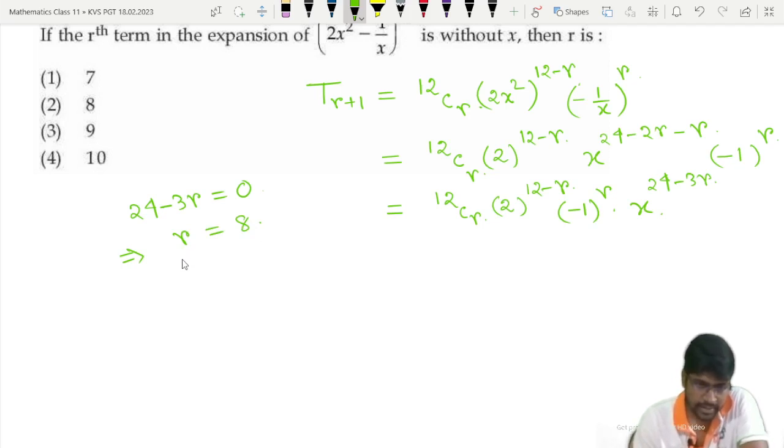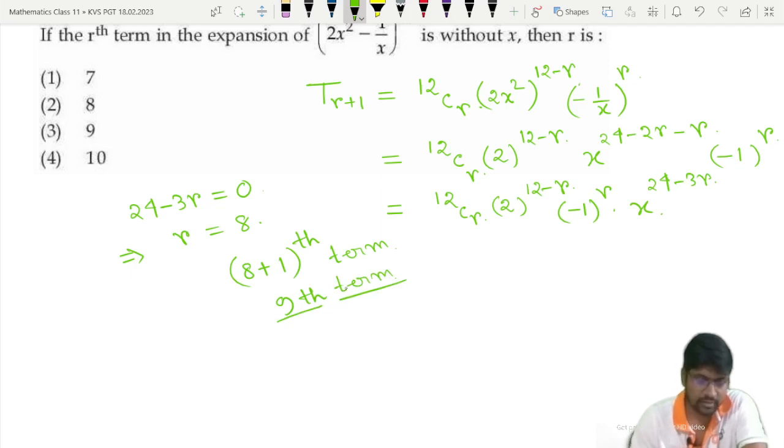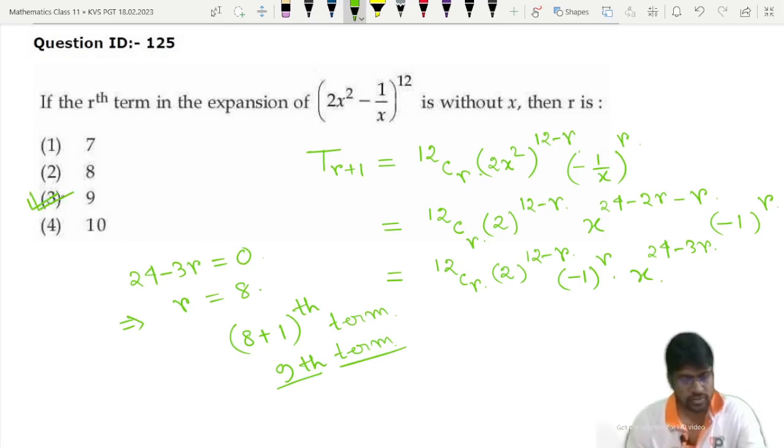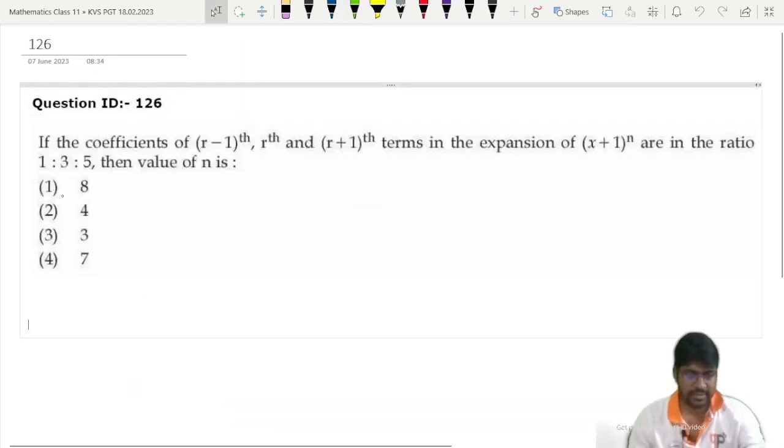So which term is free from x? 8 plus 1th term. That means the 9th term is free from x. That is the answer. So is it clear to everyone or not? If you look at the options, you will see option 3 is the correct answer here. So this was question number 125. Now let's see question number 126.